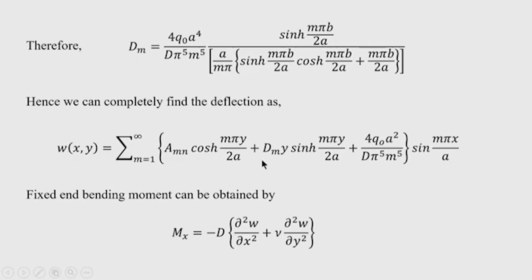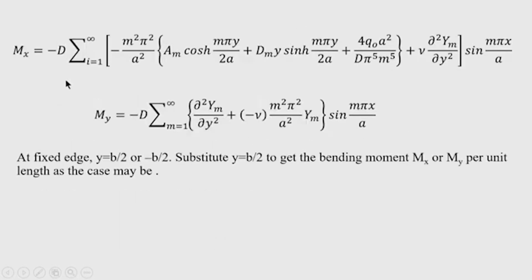So, when you find the deflected series, then you can go for finding the bending moment. The bending moment that is of most importance is the fixed end moment, which will be more than the mid-span moment. So, here the negative moment that occurs in the fixed end can be found out in the x direction as well as in the y direction by using this quantity, minus d del square w by del x square plus mu, mu is the Poisson ratio, del square w by del y square. So, m x is found out.